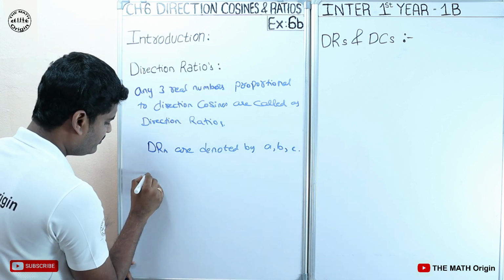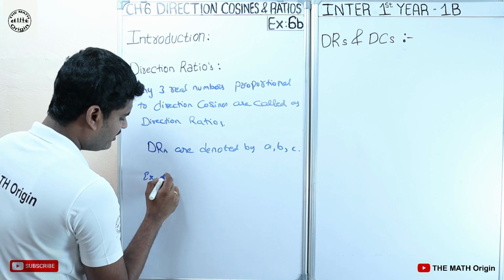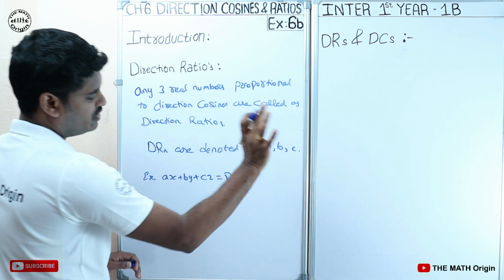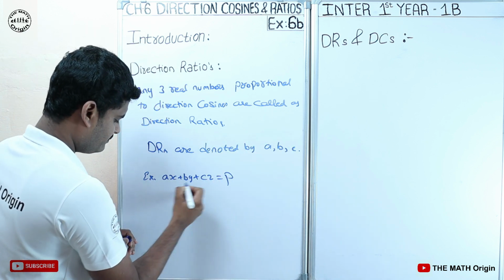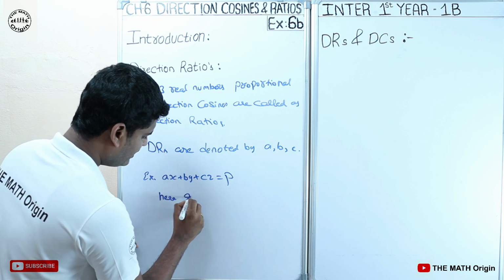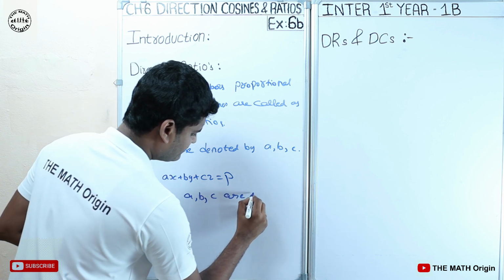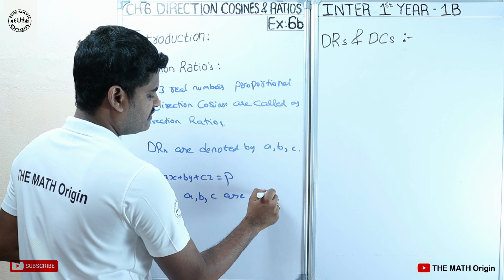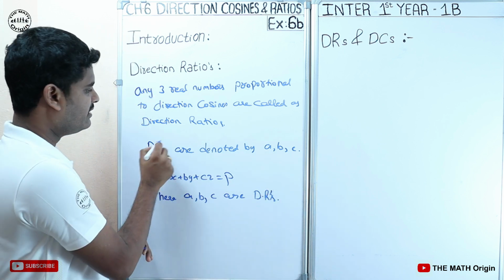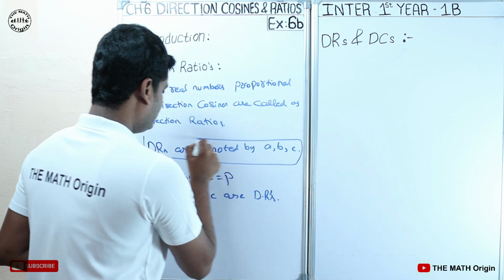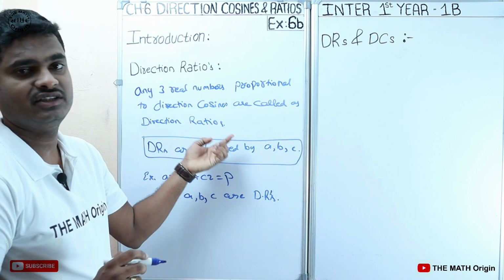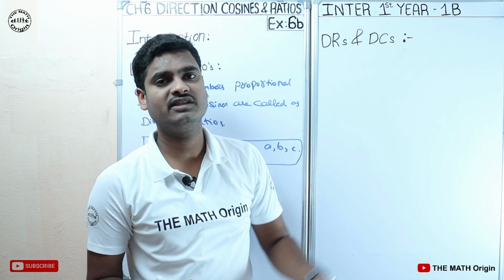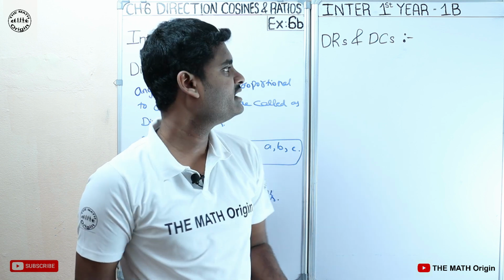For example, if a line or equation is in the form ax plus by plus cz equals some constant p, here a, b, c are direction ratios. This is just the basic standard indication of direction ratios, and the most important thing is the difference between direction cosines and direction ratios.